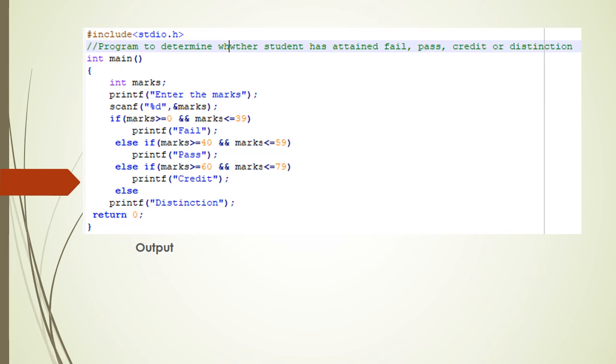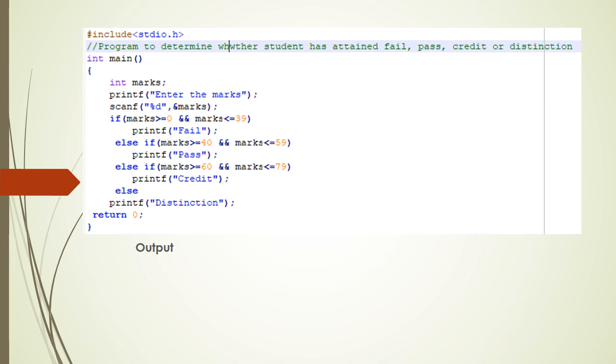This is a program already done. I declared my variable, int max, through keyboard input, then store my max. So if you enter the max, then it will be stored in the variable max. So the if statement, which is nested: if max is greater than or equal to 0 and max is less than or equal to 39, then the output will be fail. Else, if max is greater than 40 and max is less than or equal to 59, then the output will be pass. Else, if max is greater than or equal to 60 and max is less than or equal to 79, then the output will be credit. Else, now the output will be distinction.